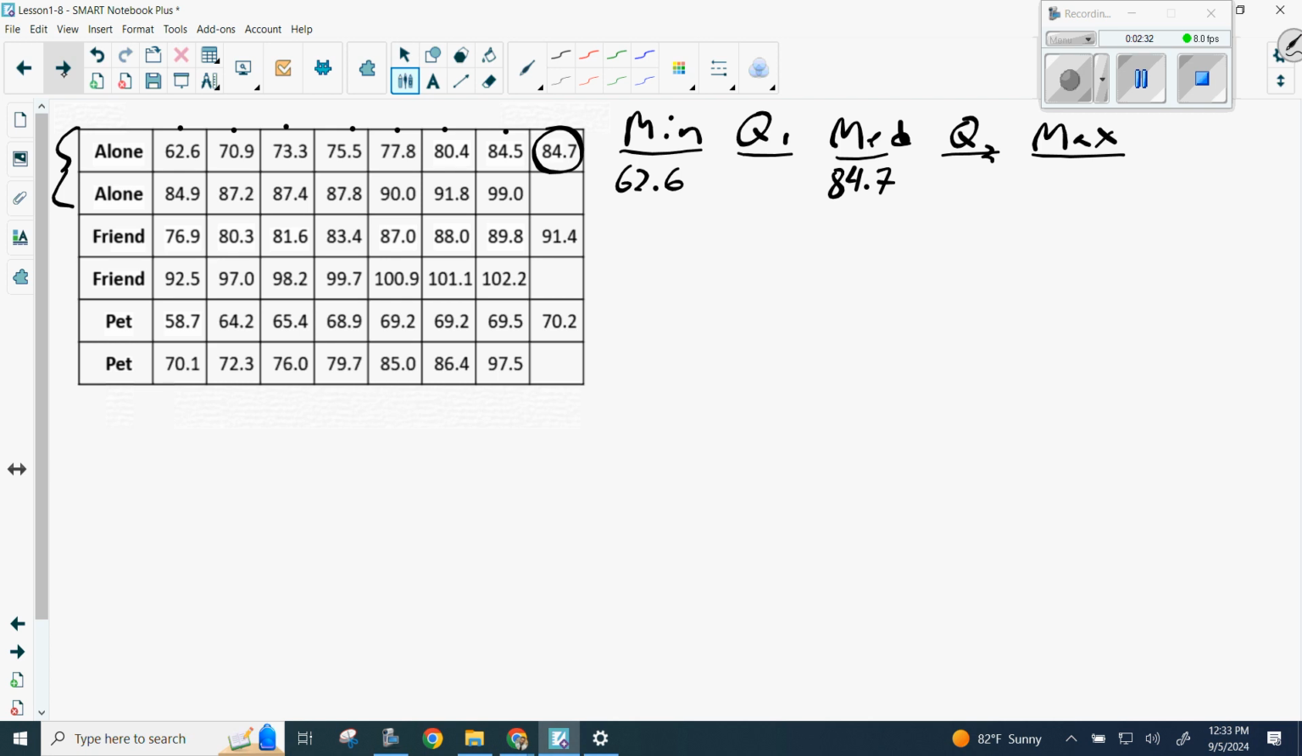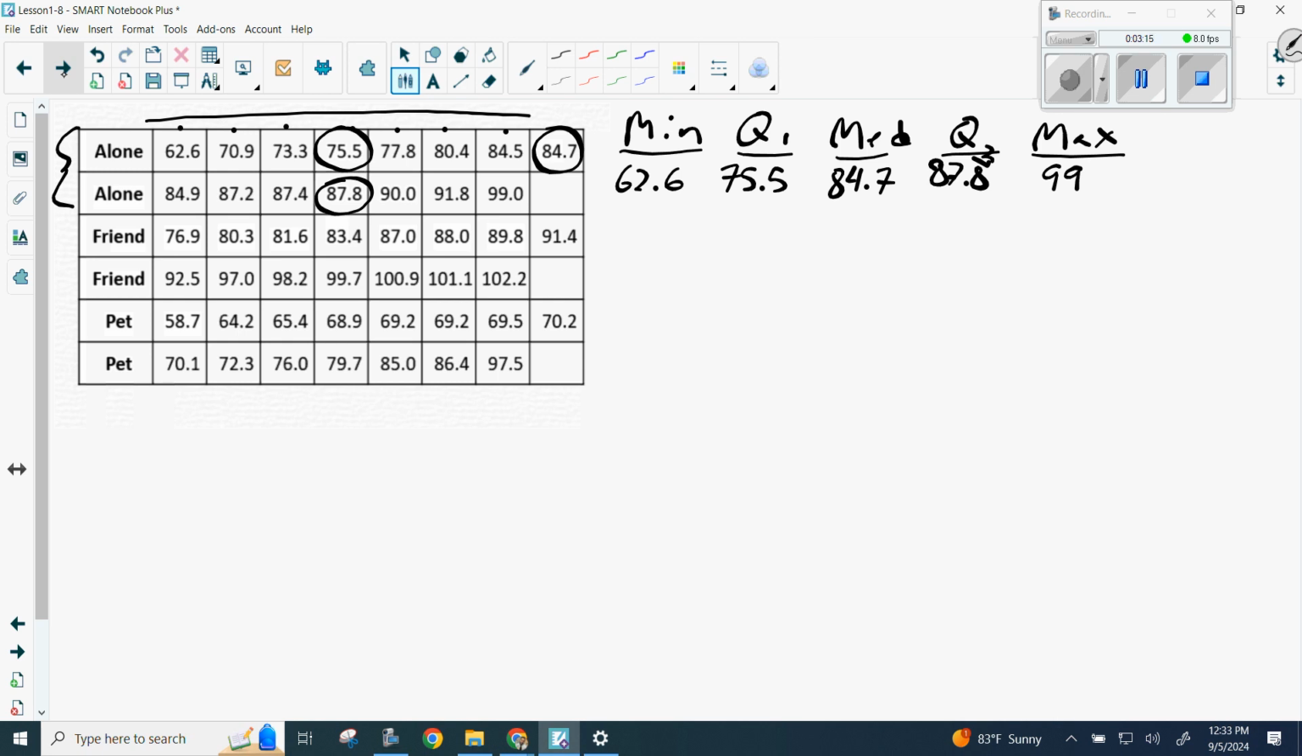Now, to find quartile 1, remember, I'm finding the middle value over here on the lower side, right? Our middle value is 75.5, which leaves me with 3 data values on one side and 3 data values on the other side. So quartile 1 is 75.5. We're going to go through the same process for quartile 3. And the middle value on the upper side, the side above the median, is 87.8. And our maximum is 99. That's the 5-number summary for this particular data.